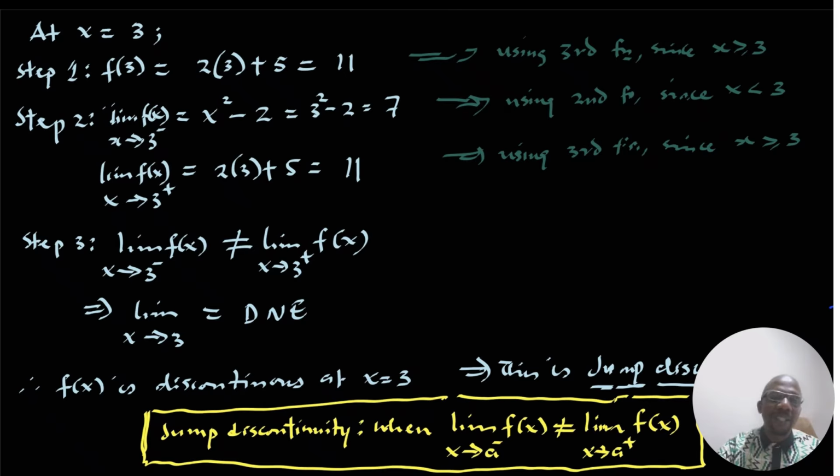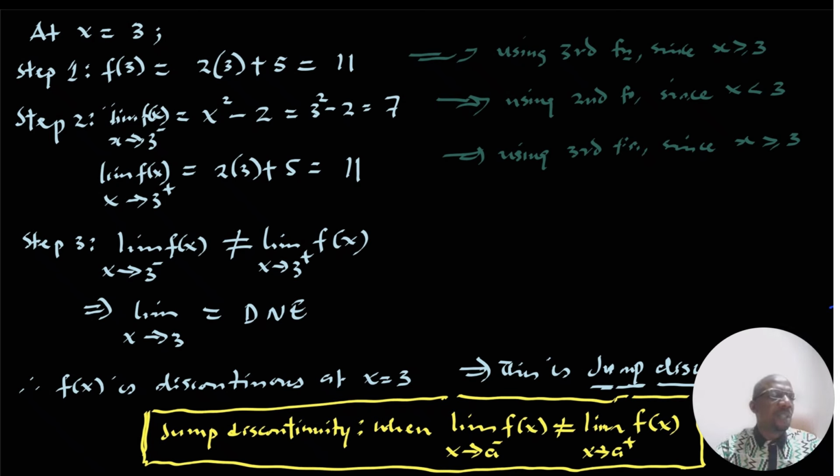That means the limit as x approaches 3 does not exist. That's what it means, does not exist. So f of x is discontinuous at x equals 3. And this type of discontinuity is what we call jump discontinuity.